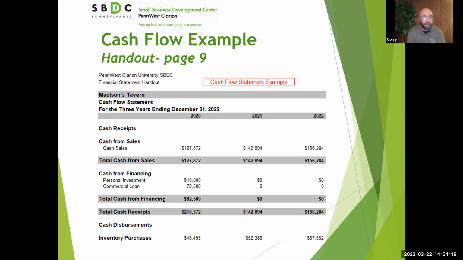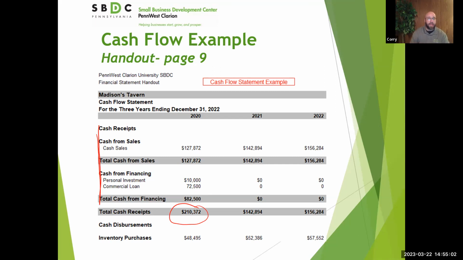So let's take a look at this sample. This would be page 9 in your handout. If you can't see it well on your screen, you'd want to look at it on paper. This is the direct method of a cash flow statement, the one Penn West Clarion SBDC would assist you in creating when we're doing financial projections. At the top, you see cash coming in, giving you total receipts of 210,000. This one is really simple, we didn't get too complicated, but it's your cash coming in.